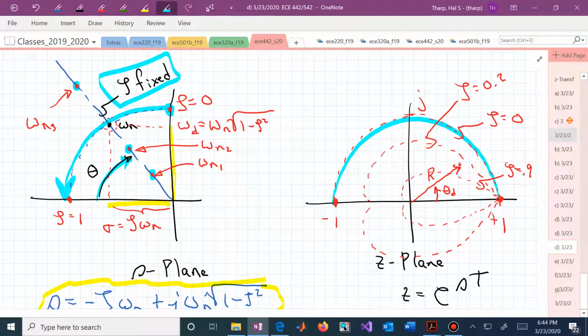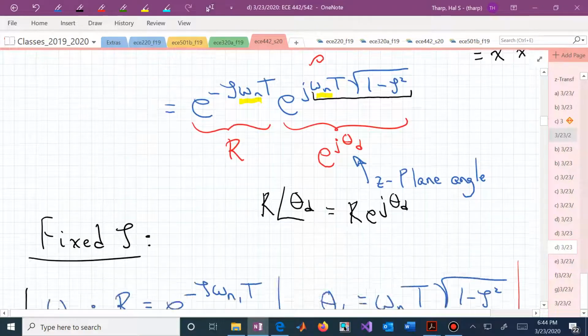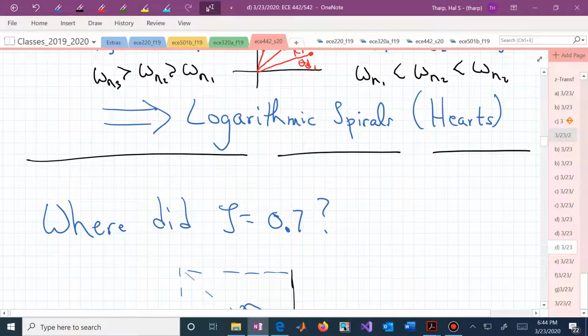And where is zeta equal to 1? Zeta equal to 1 is on the real line in the z-plane. And going from the unit circle to the real line, as that heart collapses, our zeta values are getting bigger. Going from zeta equal to 0 to zeta equal to 0.1, 0.2, our hearts are getting smaller, and that corresponds to less and less percent overshoot. So these logarithmic spirals are associated with the shape of percent overshoots, giving us hearts.